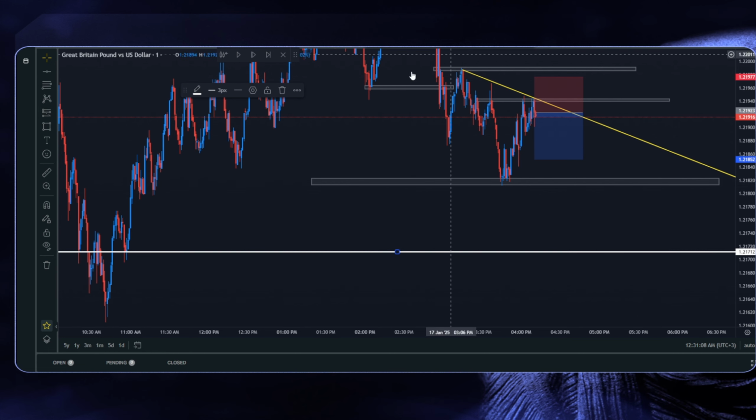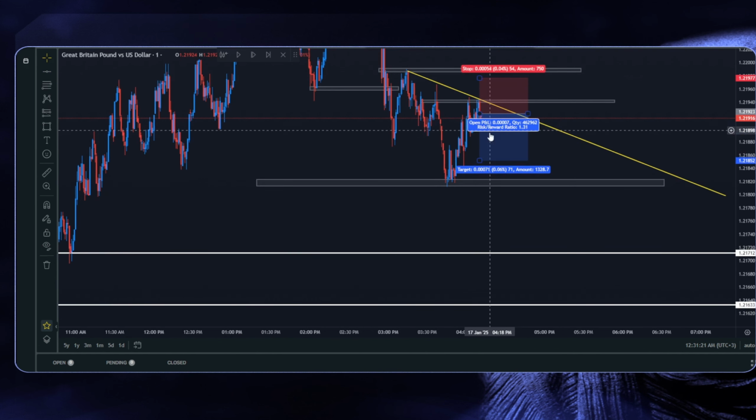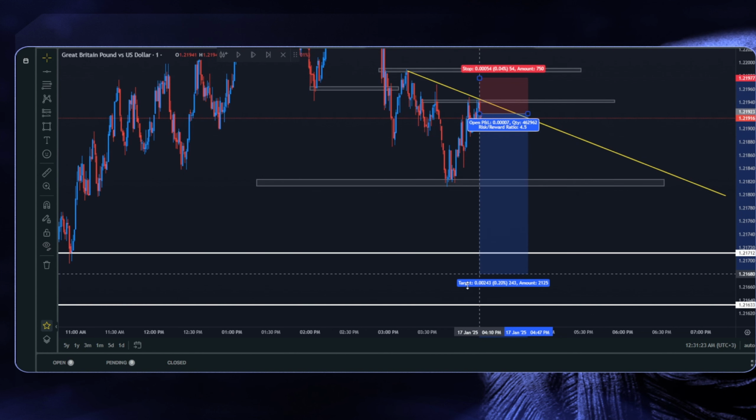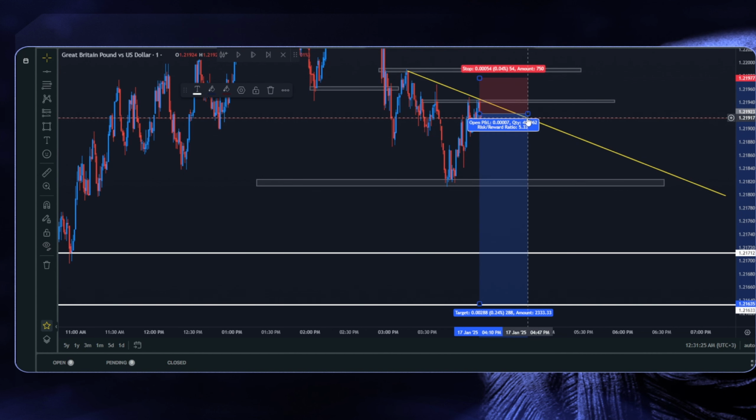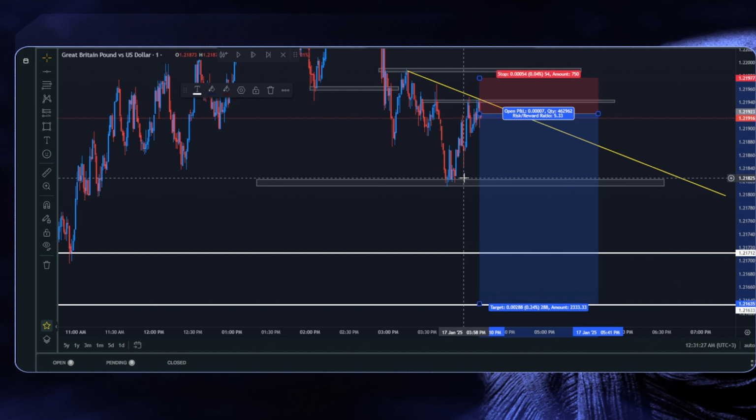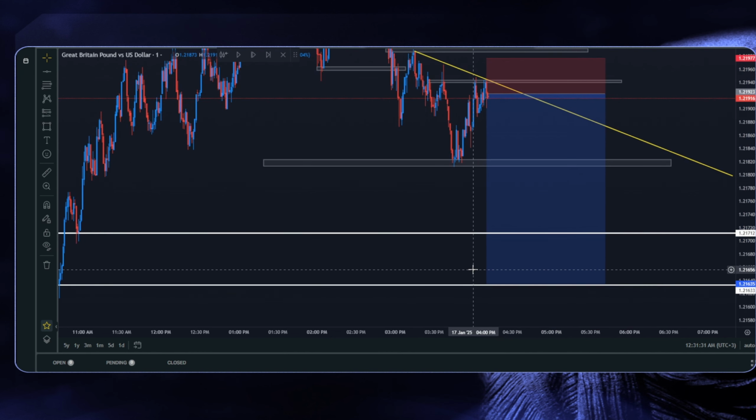So here I'm looking for previous support zones. We have this one, and this is our take profit 2. We shall have this as our take profit 3. Let us see how the market will react. Take profit 1, support zone. Take profit 2, support zone. Take profit 3.